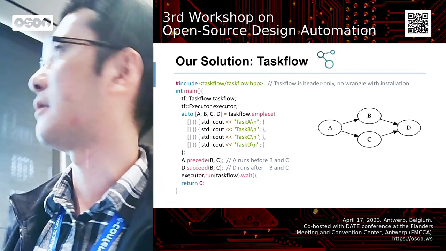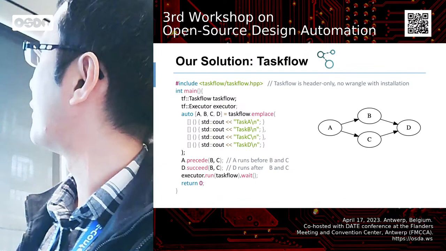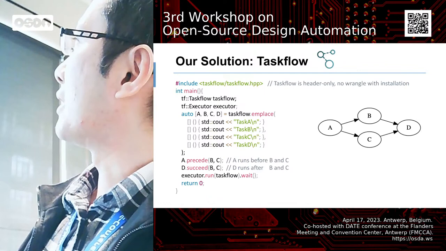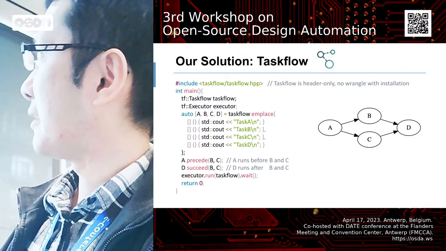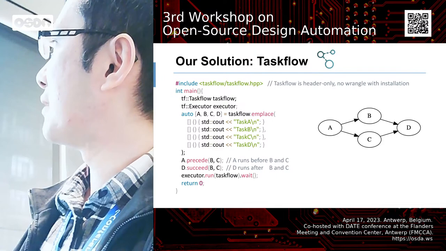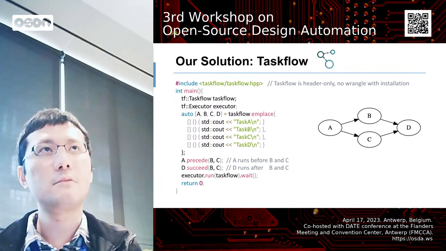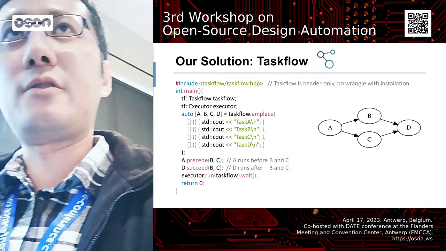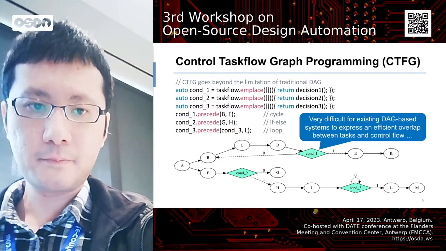First, you create a TaskFlow object. Let me see if I can use my pointer over here. And then you create an executor to perform the scheduling. From the TaskFlow, you can use emplace to insert several tasks in terms of C++ lambda function objects, like A, B, C, D over here, and use the precede method to relate the dependency between A, B, C and D. And finally, you can submit the TaskFlow to the executor and it will perform all the scheduling for you. At this moment, I believe most of you can fully understand what this code is doing. That's the power of transparency and expressiveness.